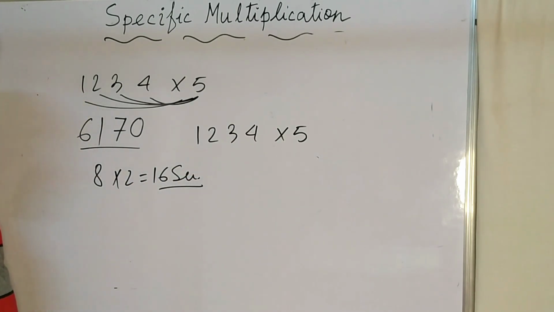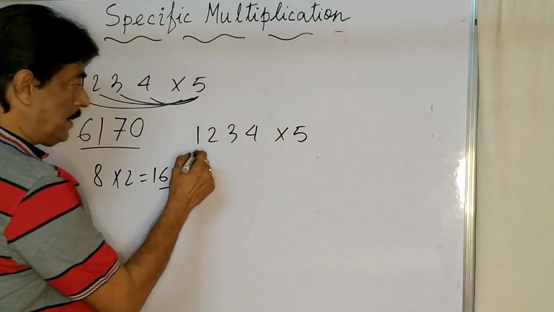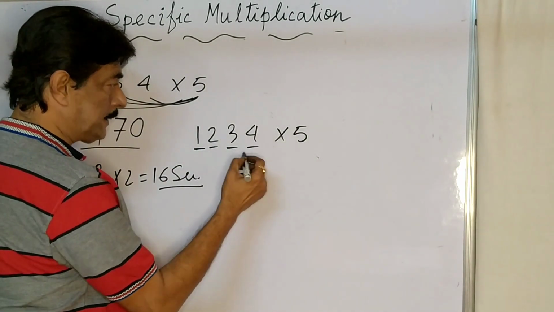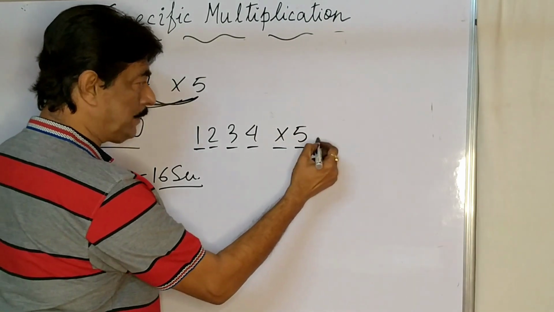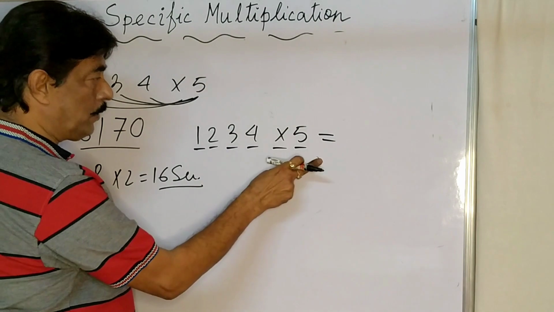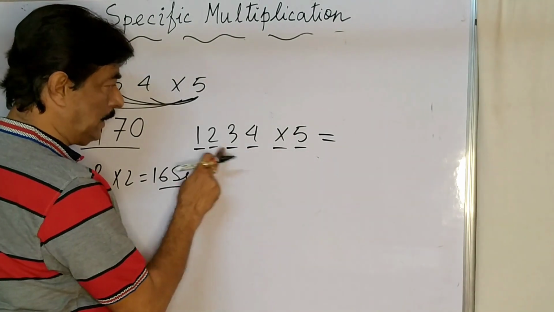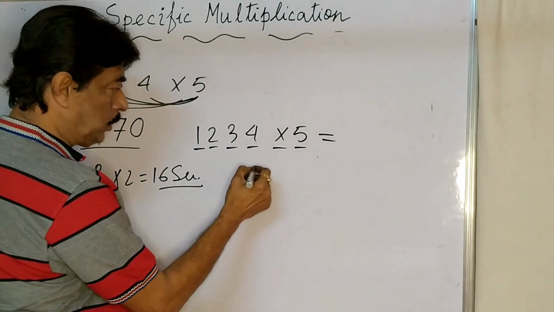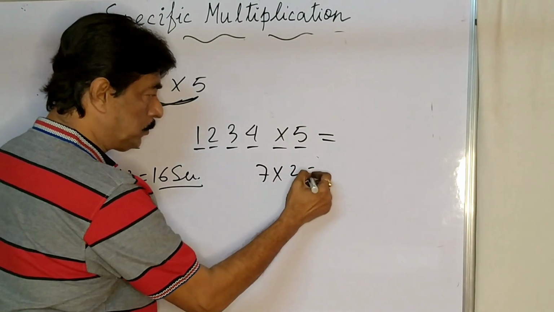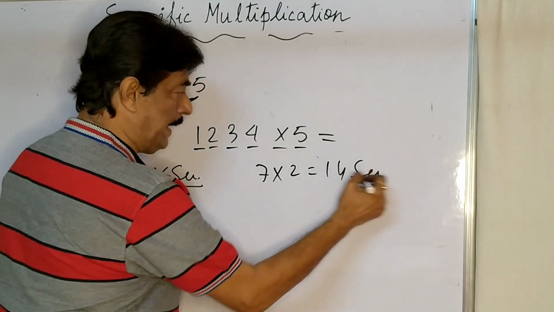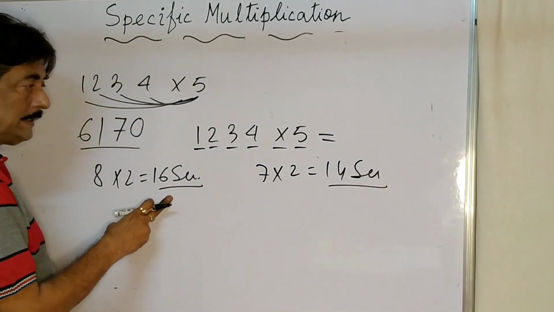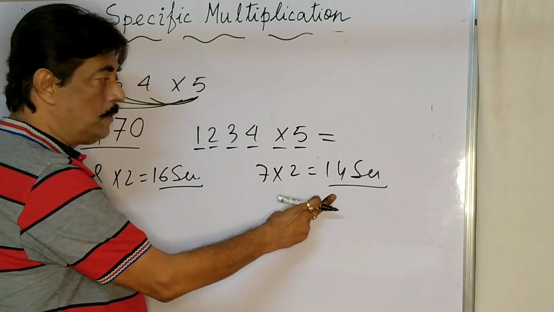Now the computer or calculator. I put 1, 2, 3, 4, times, 5, equals, and the thinking is over. I push the calculator 7 times: 1, 2, 3, 4, 5, 6, 7. To push 7 buttons we need 7 into 2, 14 seconds. So we feel the calculator does it faster than a man. A man can do it in 16 seconds, the calculator in 14 seconds.